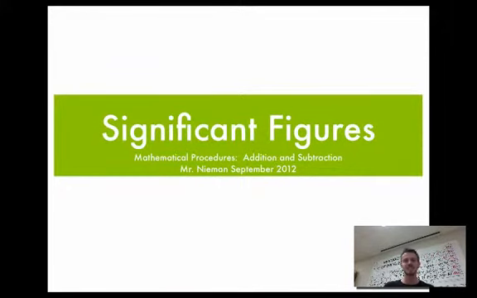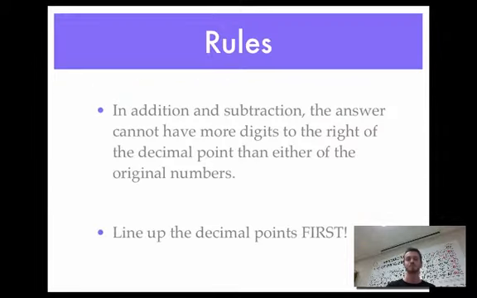Hello, Tiger Scientists. We are on the second video of our chemical quantities unit, and we are going to continue our talk on significant figures. We are going to look at mathematical operations using significant figures and reporting our answers with the correct number of significant figures. So in this video, we are going to talk about addition and subtraction.